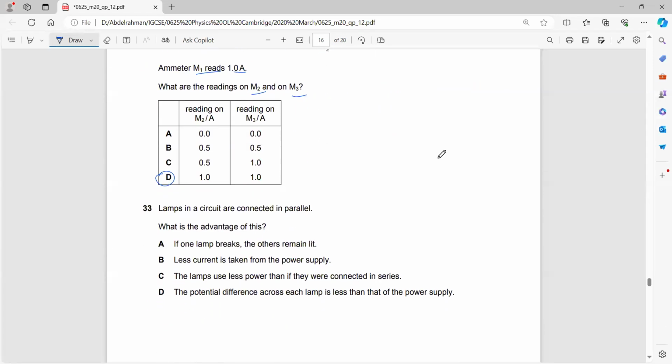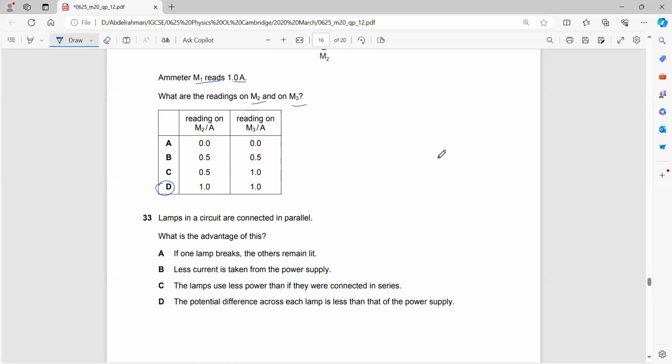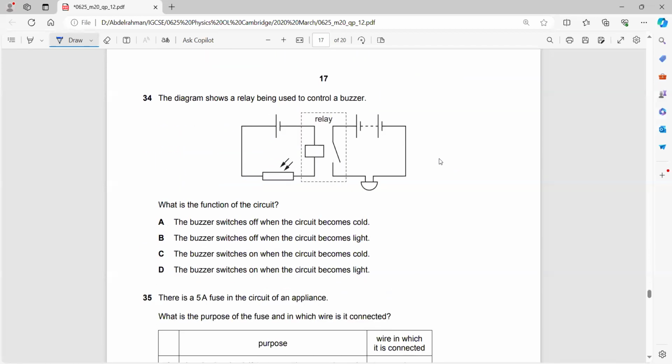Lamps in a circuit are connected in parallel. What is the advantage of this? If one lamp breaks, the others remain on. This is correct. Good, bravo. Question 34.